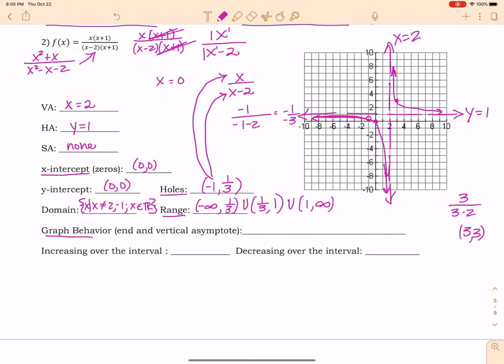Now we're going to look at the graph behavior. Remember, this is end behavior, so that's what I'm going to start with. As x approaches positive infinity, that's this out here, y approaches 1. As x approaches negative infinity, to the left, y still approaches 1.